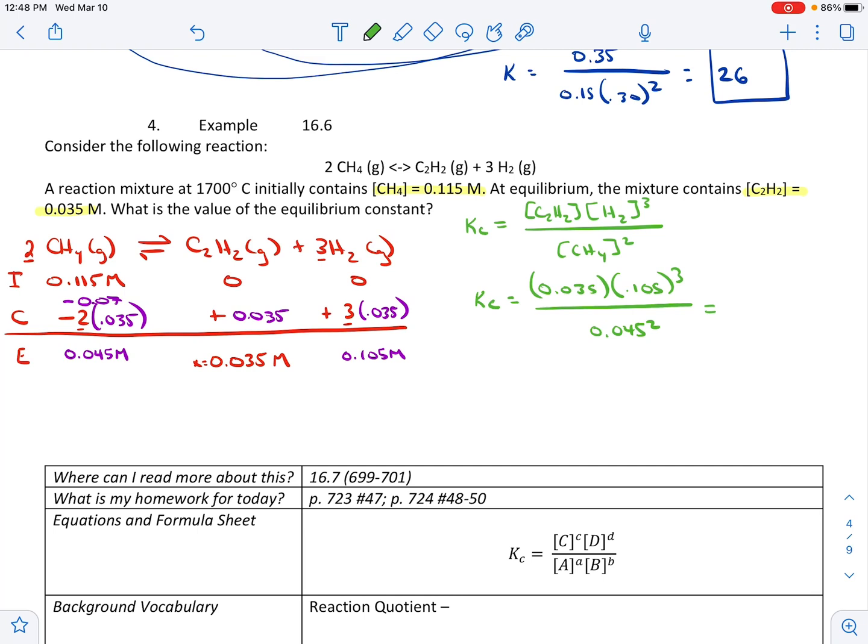So 0.035 times 0.105, and that's cubed, so we want to cube it first, right? And then we'll divide that by 0.045, and that one is squared again before we do the division, and we should come up with 0.020. And that's actually 2.0 for a while, but with sig figs, right? There's 3 there and there's 2 there, so our answer contains 2. Remember, no label on K, and we're good, and we're done. See you next time.